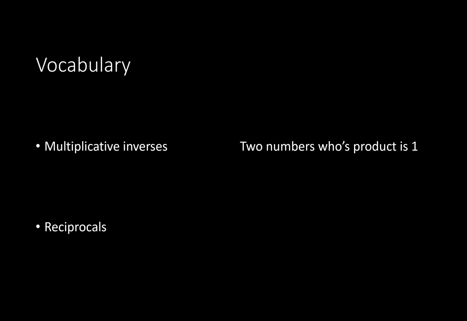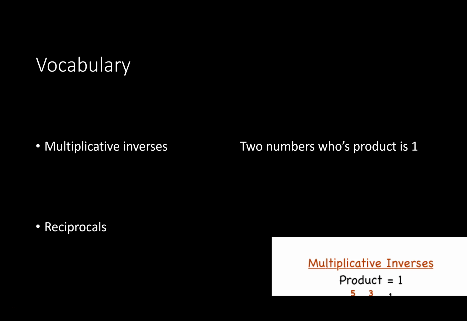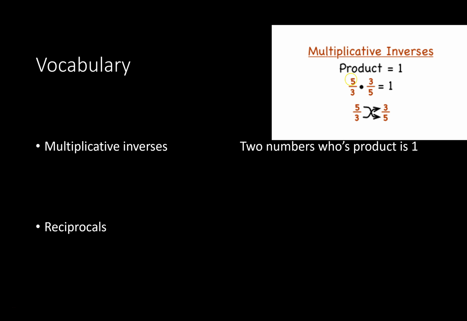So a multiplicative inverse would be when there's two numbers whose products equal one. So that would be like 5 over 3 times 3 over 5. When you multiply those together, they'd equal one. So they are inverses, multiplicative inverses. If I multiplied them, they turn into one.